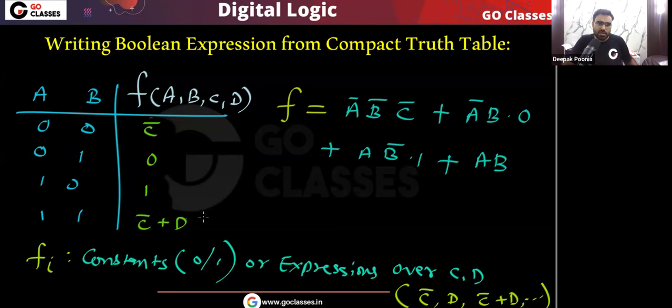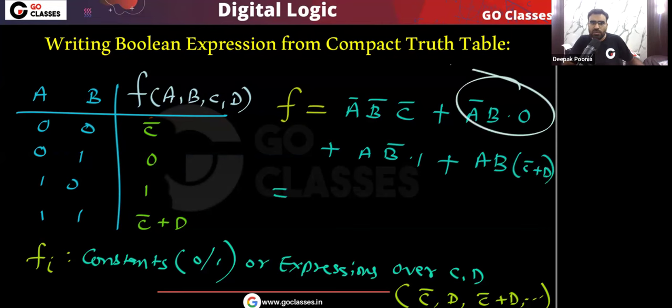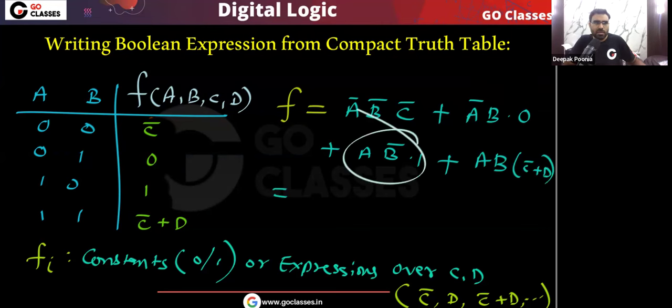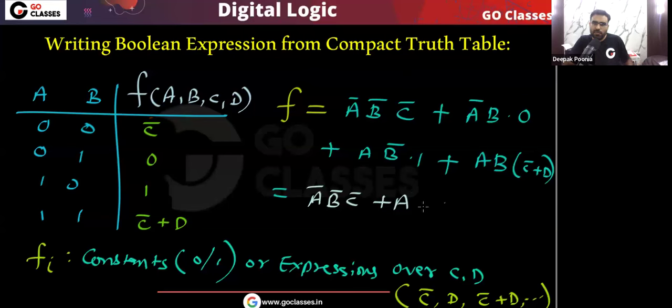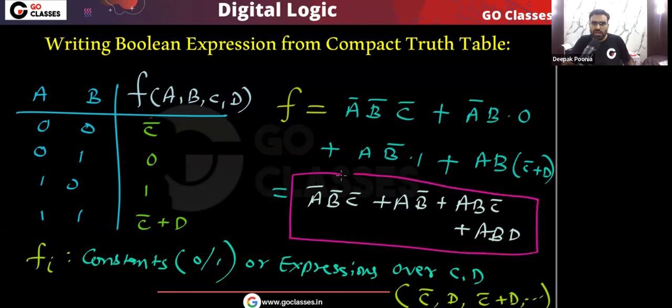For this min term AB, the function output is basically C bar or D. Okay, that's it. So finally, this will become 0 and this will become AB bar. So finally you will get A bar B bar C bar, or A B bar, or A B C bar, or A B D. If the question asks you to further simplify, you can do that using K-map. But the point is, this is the expression of function f. I hope you understood. Very simple, right?